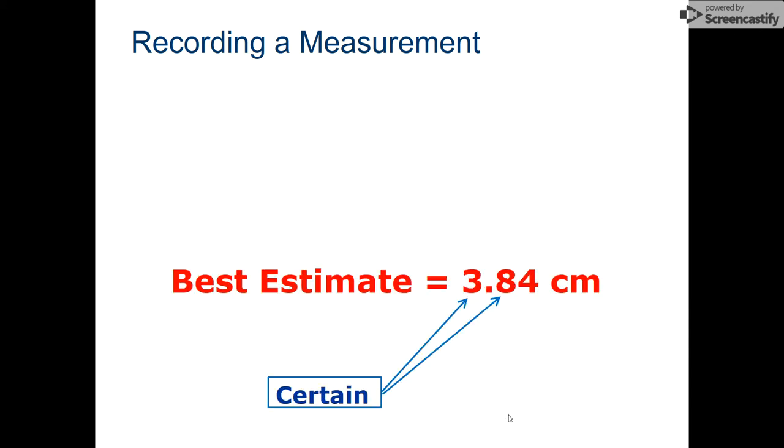The 3 and the 8 are certain. We know for sure it's 3 centimeters, and we know for sure that it's 0.8. The 4 is uncertain. I kind of guessed at that. And so this number indicates how certain we are. We know that the 3 is certain. We know the 10th place is certain. The 4th place, or the 100th place, is uncertain.